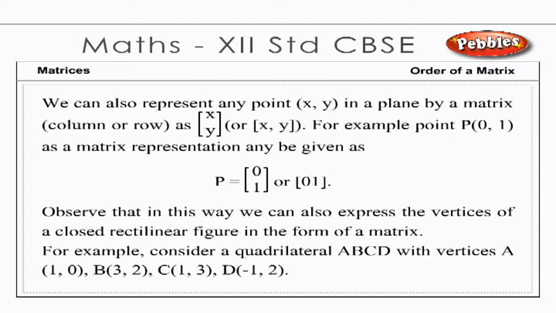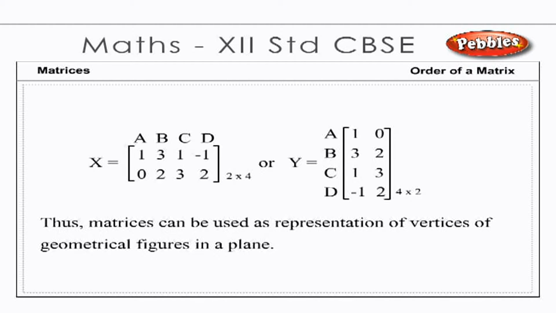Observe that in this way we can also express the vertices of a closed rectilinear figure in the form of a matrix. For example, consider a quadrilateral ABCD with vertices A(1, 0), B(3, 2), C(1, 3) and D(-1, 2). Thus, matrices can be used as representation of vertices of geometrical figures in a plane as shown.